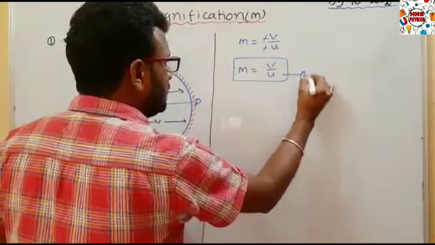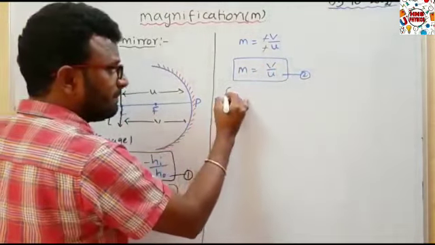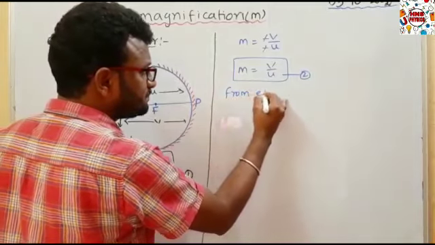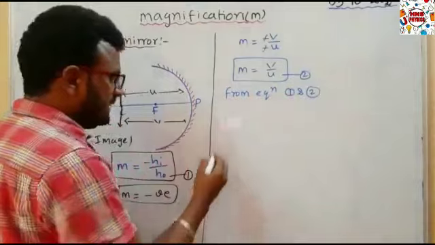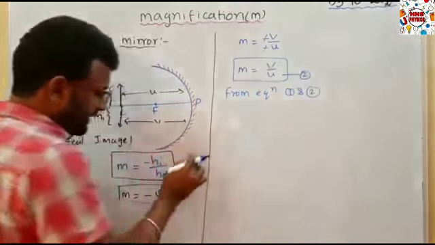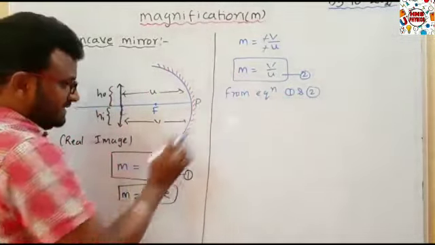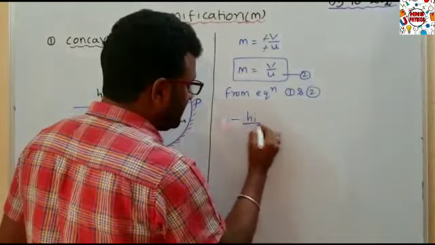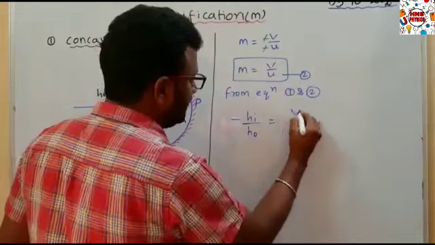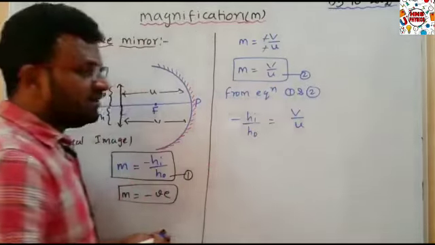So from equation 1 and 2, what will come now here? In place of m you can write this value. So that is minus height of the image by height of the object is equal to v by u. So this is the formula.